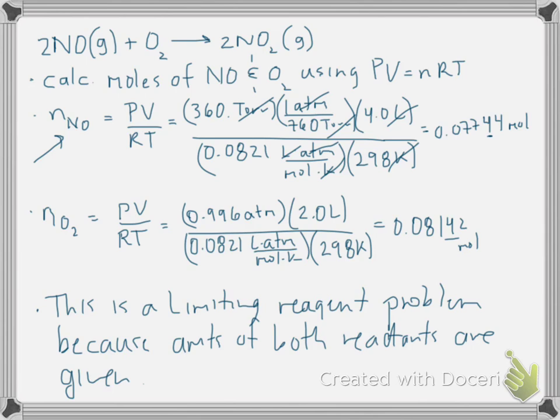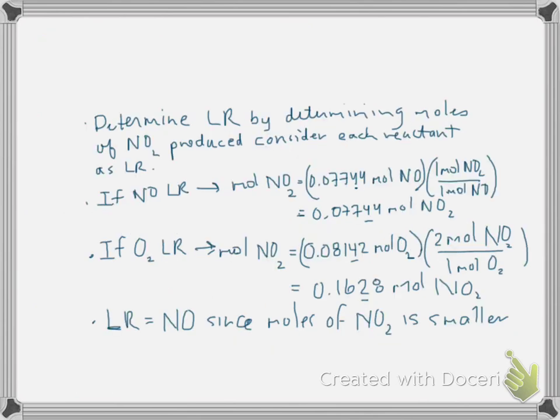The number of moles of O2 in the compartment, calculated in a similar way but given different conditions, you've got 0.996 atmosphere times the 2 liters, divided by the gas constant times the temperature, 298 Kelvin, giving you 0.08142 moles of O2 in the compartment. Now the valve is opened, these two different gases are allowed to react. So what you should recognize at this point, this is a limiting reagent problem because the amounts of both reactants are given. So you must determine the limiting reagent by determining the moles of NO2 produced.